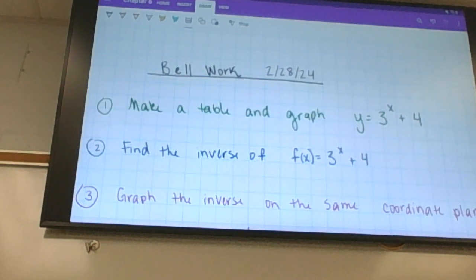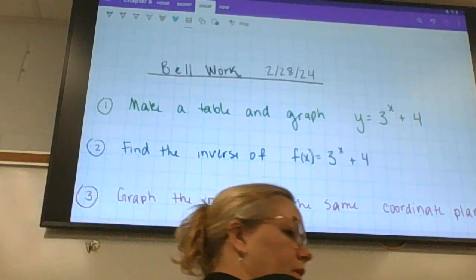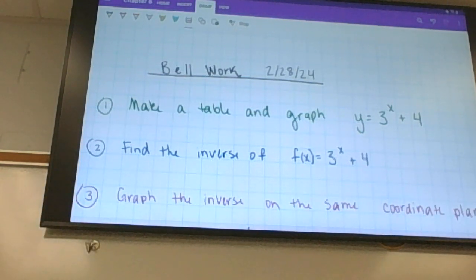Did hear a student say, okay, isn't this the table we make? So up here, I'm going to say start with y equals 3 to the x, and then you're just going to move it up 4 units. So, wait, so we can plus 4?